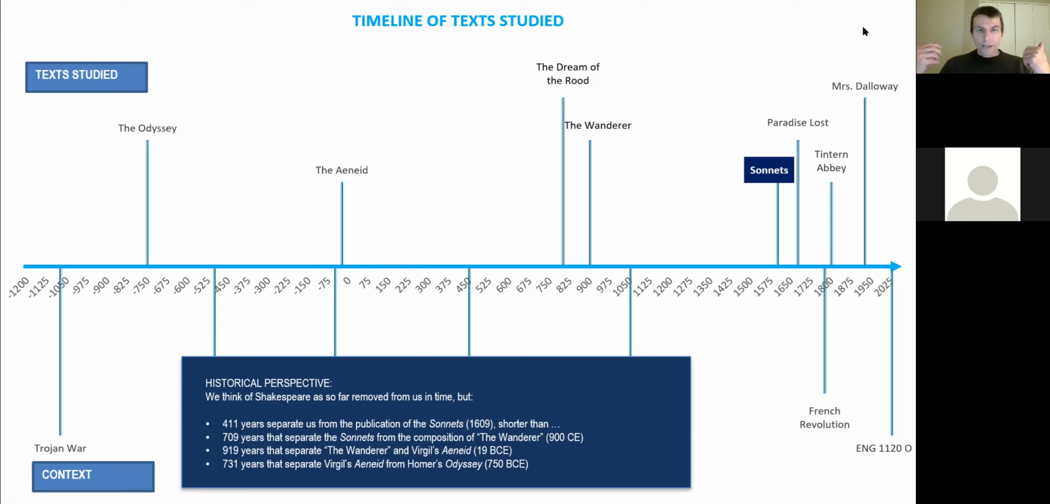and I've jotted some notes there, 411 or 412 years separate us from the sonnets that were published in 1609. More time separates the sonnets from the composition of The Wanderer, what we studied last, the week before Reading Week.